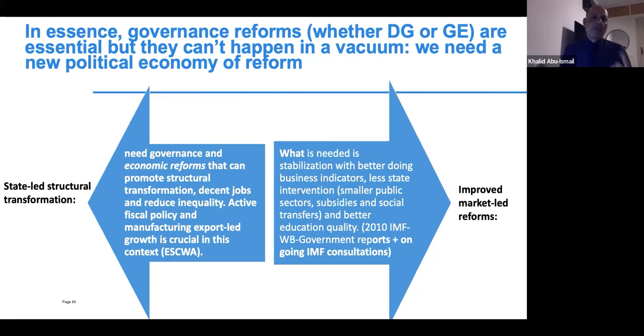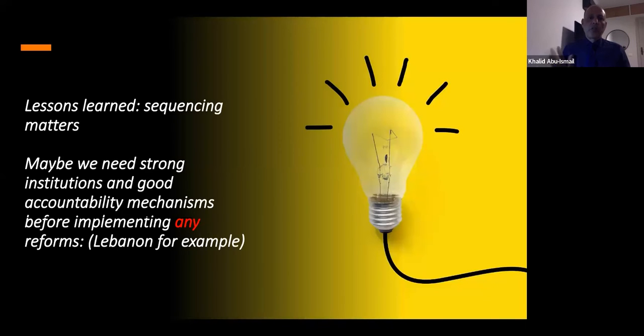You need to have this new political economy of reform setting, and that setting will be informed by the directions that you take, whether it's a more liberal direction of relying on markets or relying on states. And again, the countries in the region are so diverse that I don't think that one model would fit all countries. But whatever you do, the sequencing matters.